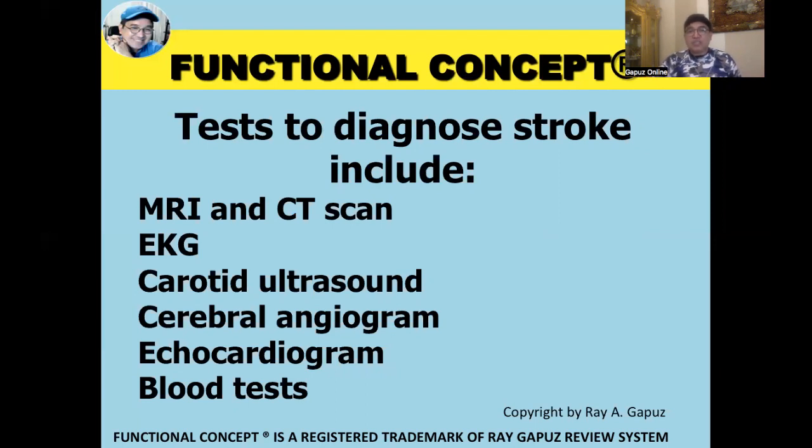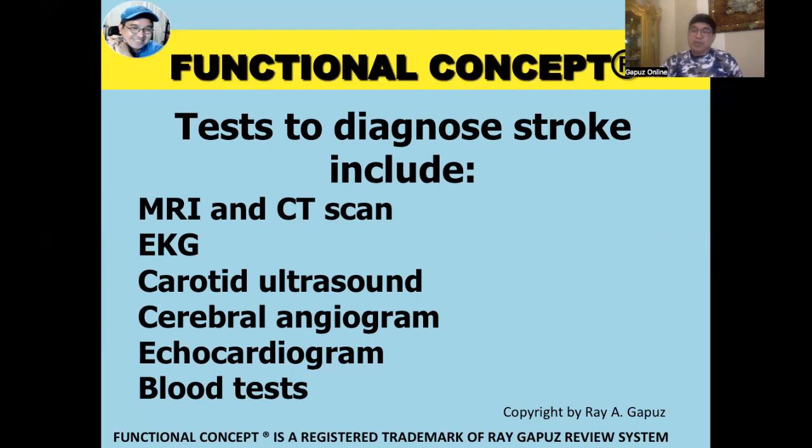And then, of course, EKG is usually done because, as I told you a while back, most clots that cause stroke are cardiac in origin. That's the reason why sometimes patients diagnosed with atrial fibrillation are advised to undergo MRI. Carotid ultrasound is usually done in order to detect abnormal blood flow, because the carotid arteries are considered the main blood vessels that supply the brain with blood.